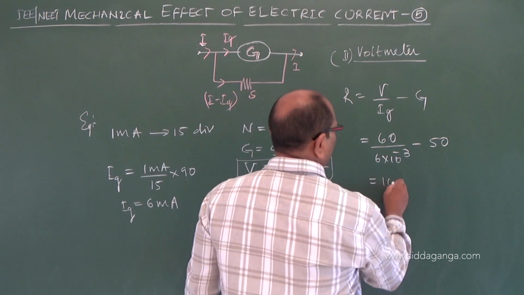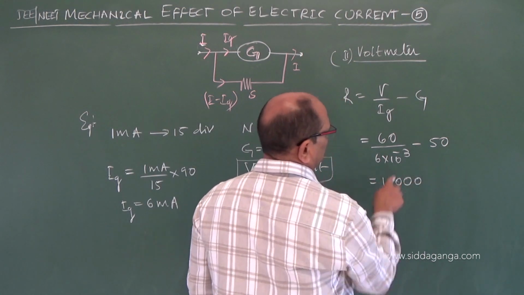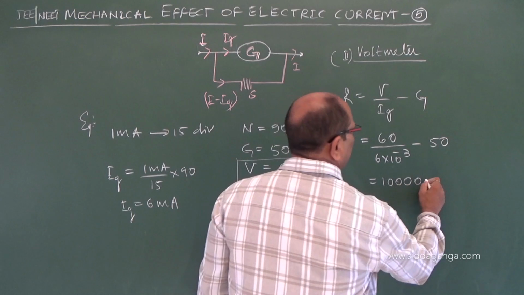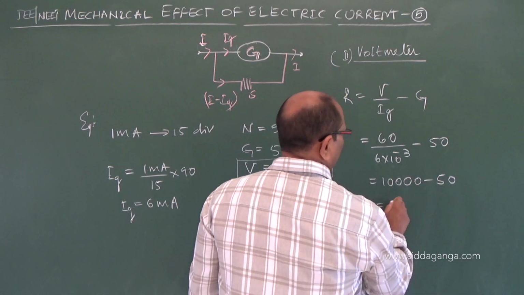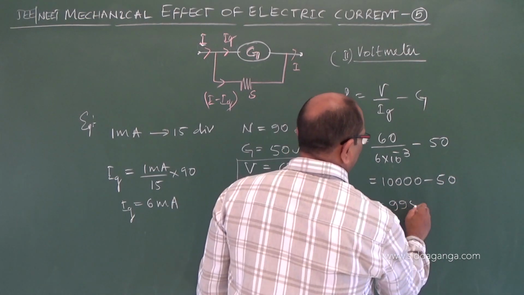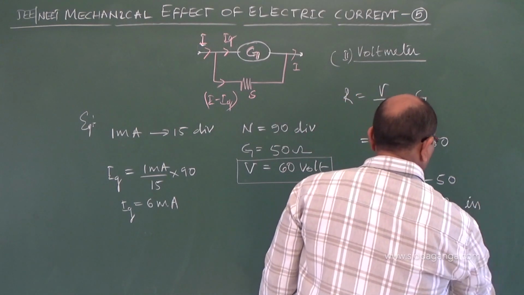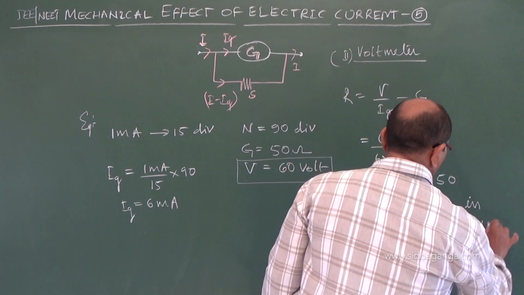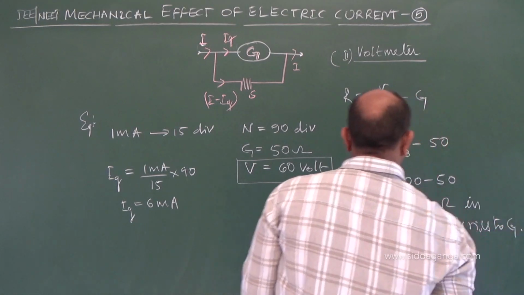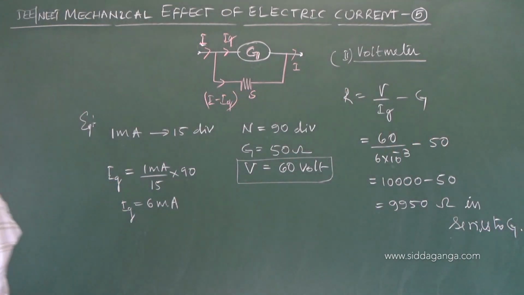This becomes 10 power 4, meaning 10,000. Minus 3 taken to the numerator. Minus 50. 9,950 ohm in series to G. That is the answer.